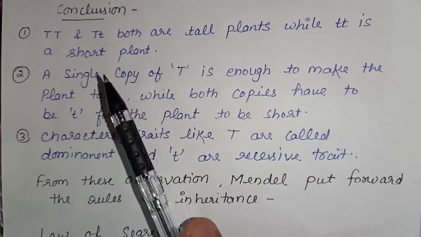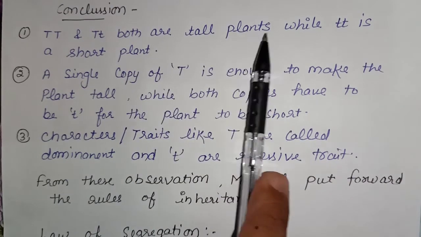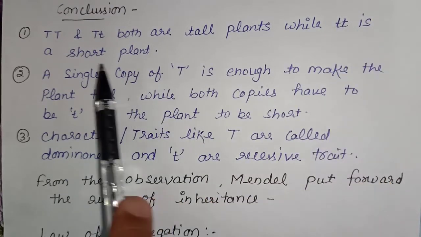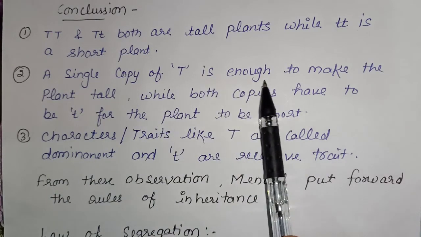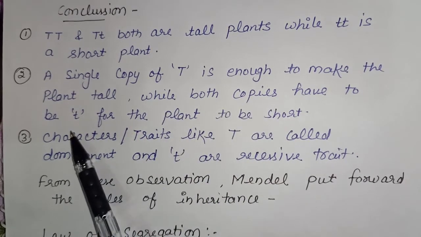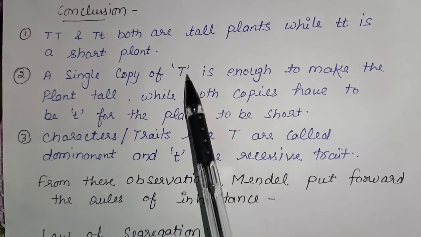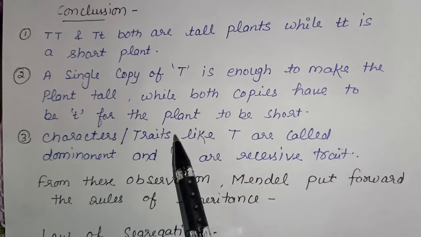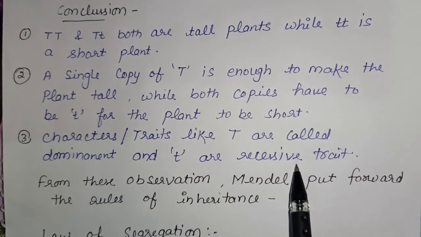The conclusion of monohybrid cross is that capital T capital T and capital T small t are both tall plants, while small t small t is a short plant. A single copy of capital T is enough to make the plant tall, while both copies have to be small t for the plant to be short. It means capital T is dominant and small t is recessive. Small t is a recessive trait.